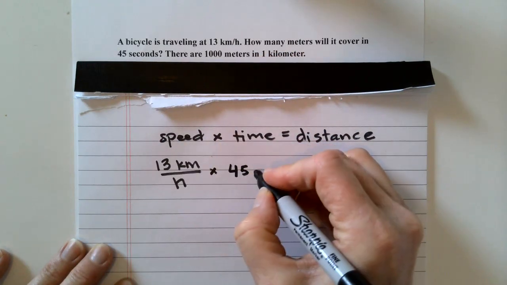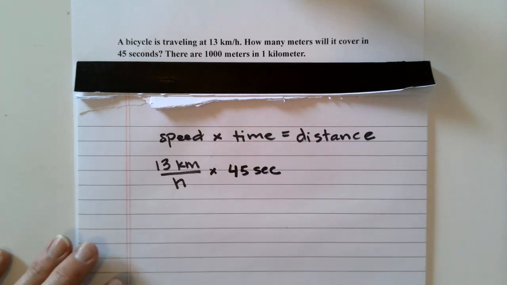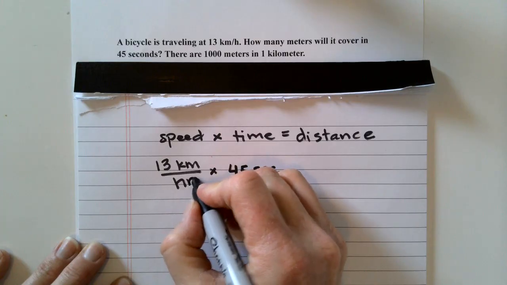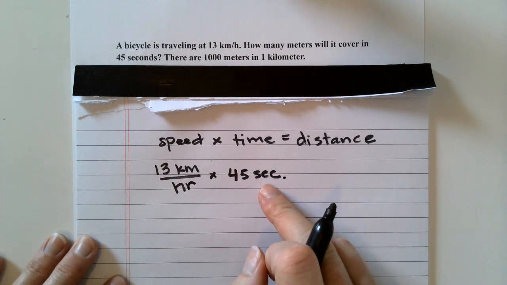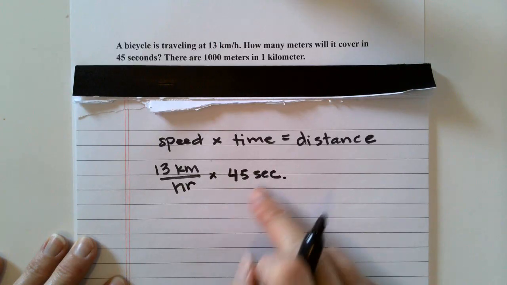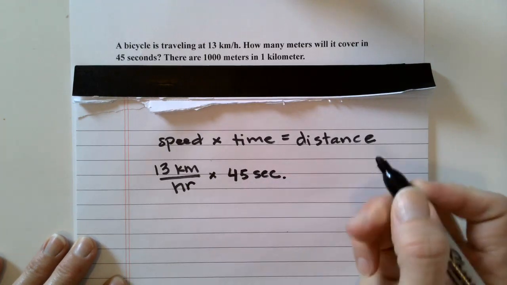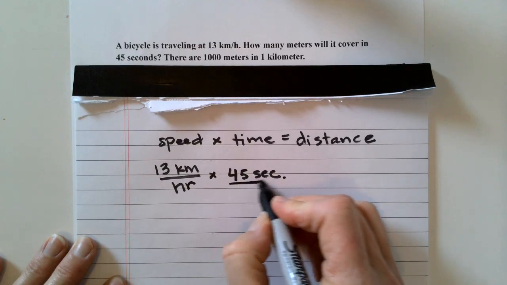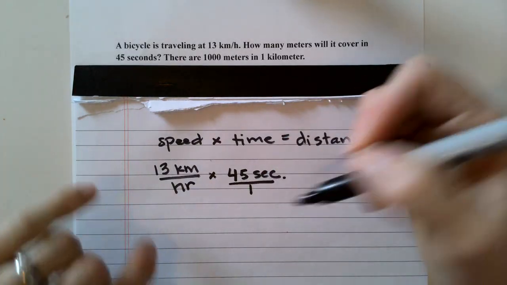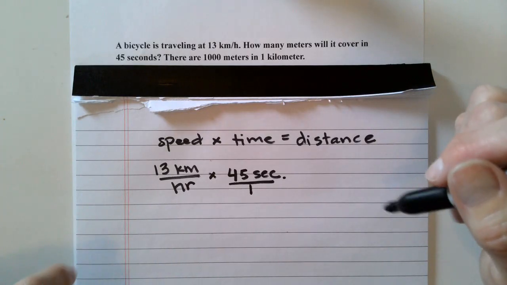So 45 seconds is time. The problem is seconds and hours do not match. I'm going to use HR for hours. They're not the same units. So we need to convert seconds to be in terms of hours. If you have a unit by itself, if you put it over the number one, it will be a little bit easier. You can turn it into a fraction. So we'll be multiplying a bunch of fractions together.